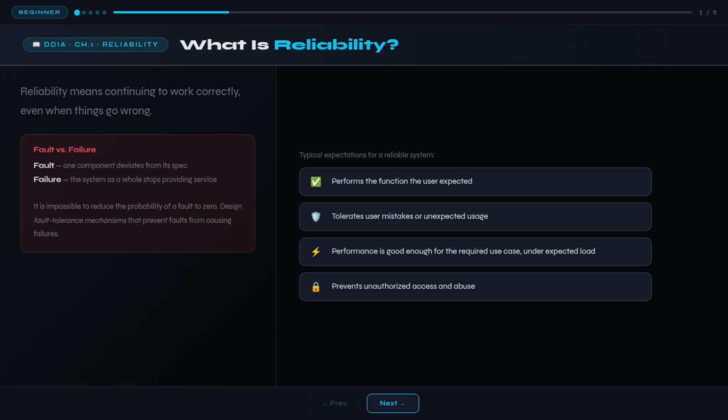3. Its performance is good enough for the required use case, under the expected load and data volume. Being correct doesn't count if it takes 10 seconds to respond. 4. It prevents unauthorized access and abuse. Security is part of reliability.